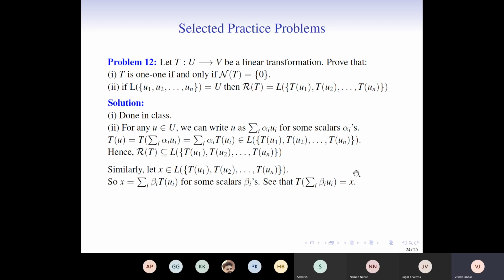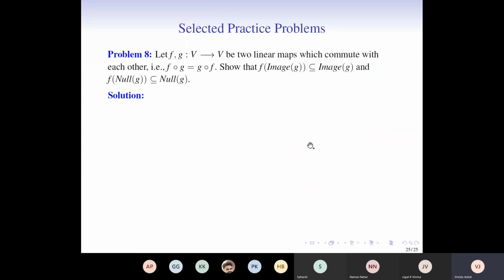So we see that X belongs to the range of T, because T applied to some vector gives us X. So this means that X belongs to the range of T. Hence the linear span of T of ui's is a subset of range of T. So we have proved this and this. A range of T is a subset of the linear span of T of ui's, and the linear span of T of ui's is a subset of range of T. So these two sets must be equal then, and hence we have proved what we wanted to prove.